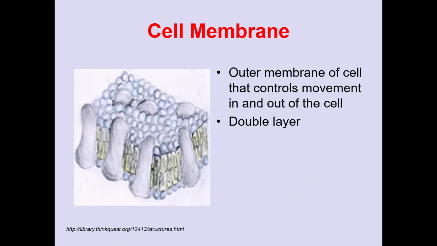So let's look at the cell organelles. Organelles that are found within the cells, and their different functions and more structural illustration. So we have the cell membrane, which is the outer membrane of a cell. It controls movement in and out of the cell. So it is controlling what goes into the cell and what comes out of the cell.